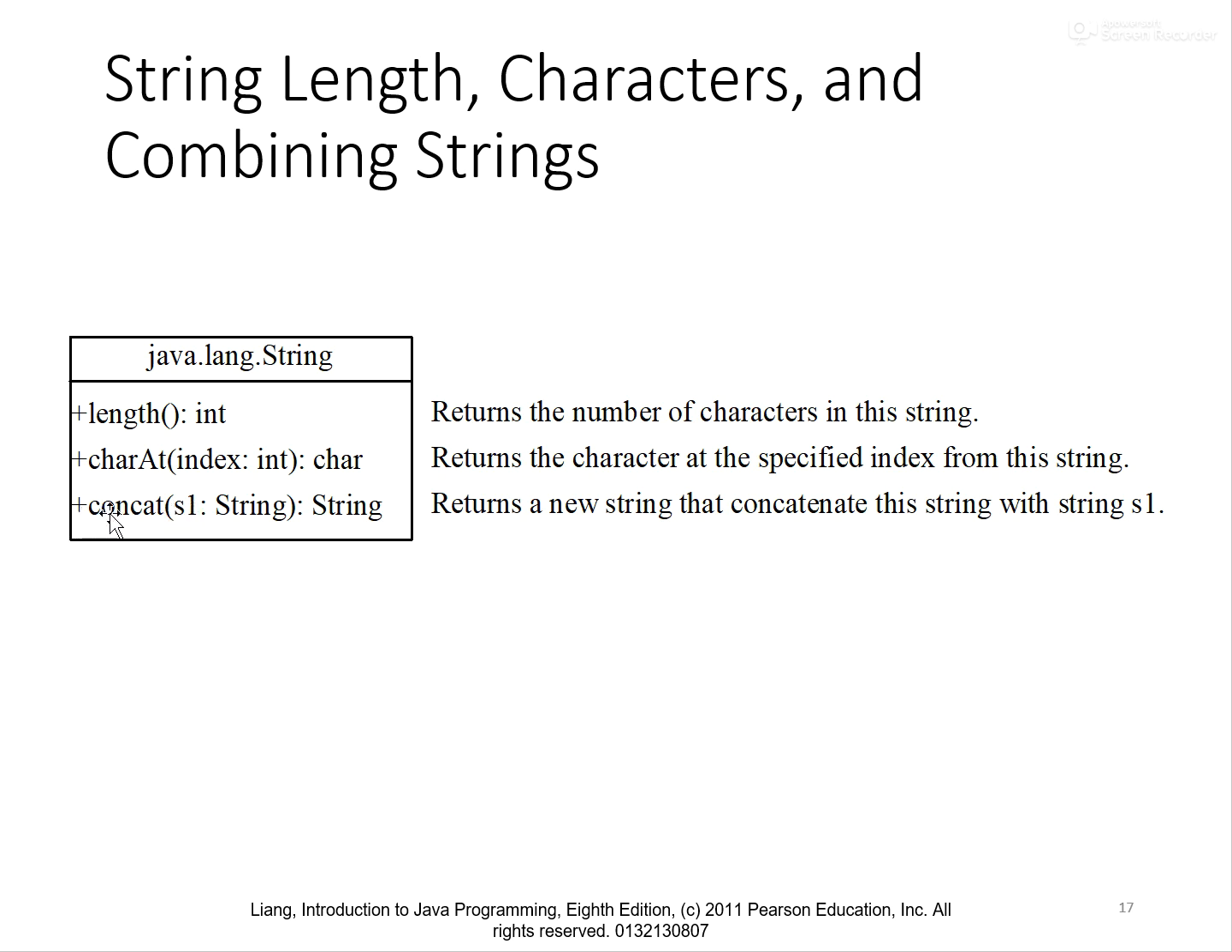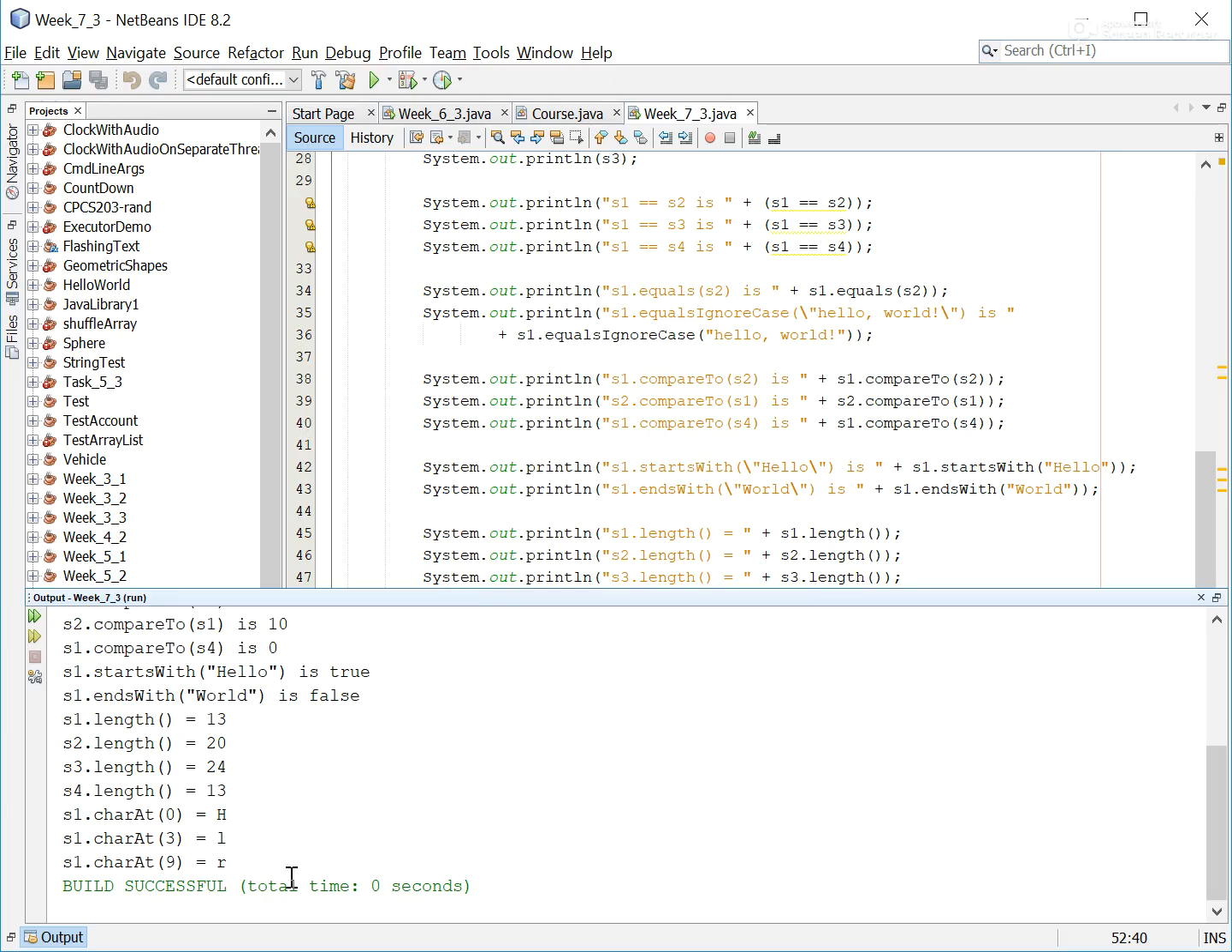Another method is the concat method, which is short for concatenate, which basically takes a string and attaches another string at the end of it, creating a new object with the string provided in the argument concatenated to it at the end. Fairly straightforward.